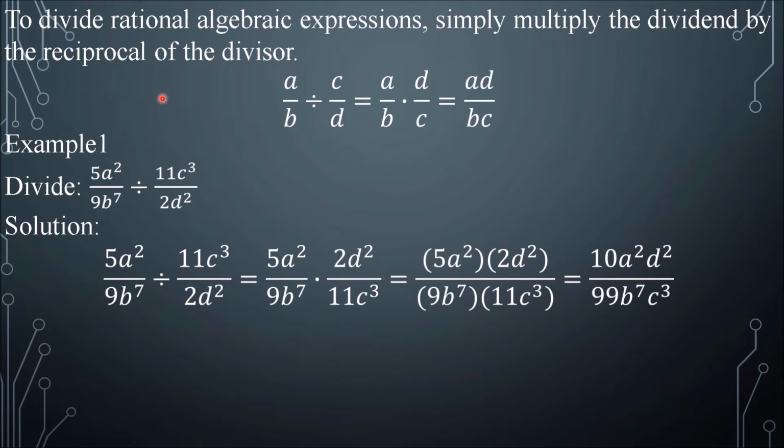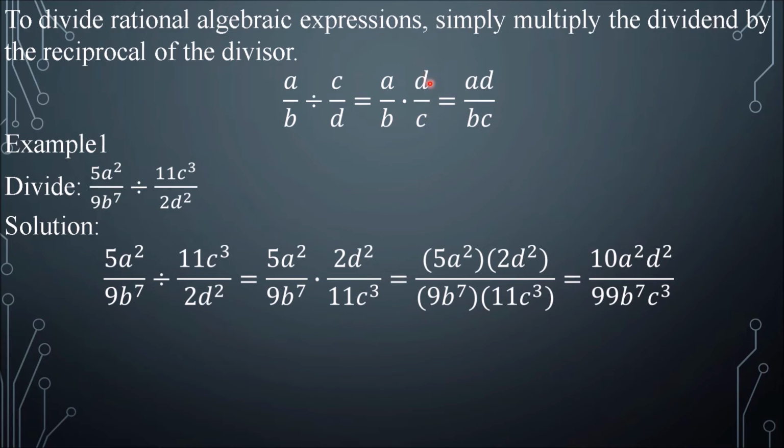Now let's have division of rational algebraic expressions. To divide rational algebraic expressions, simply multiply the dividend by the reciprocal of the divisor. So a over b divided by c over d. The dividend is a over b, and the divisor is c over d. So a over b, the dividend will remain the same, and then division will turn into multiplication. Now c over d will turn into its reciprocal, d over c.